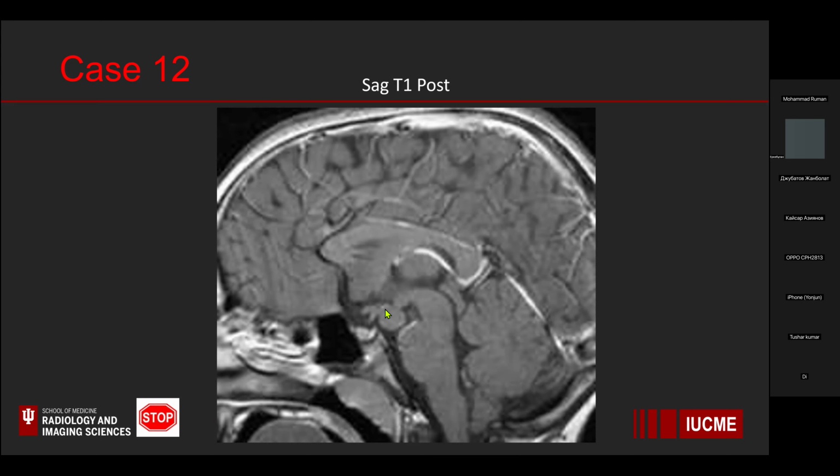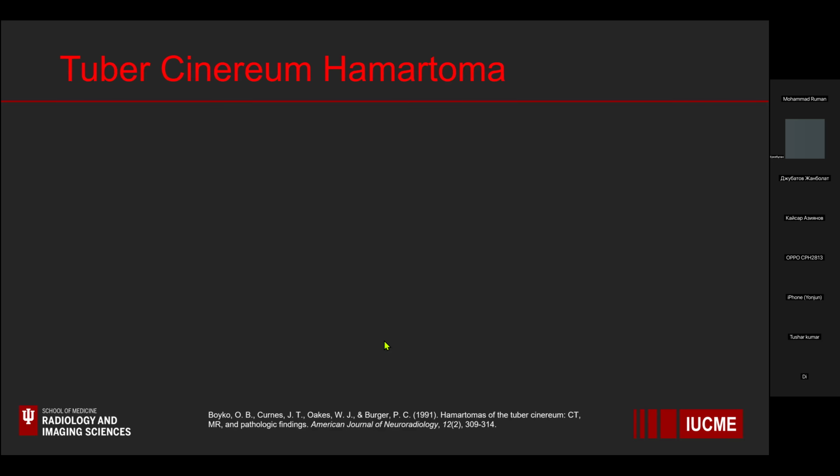And you see that there is a mass-like lesion of the same signal as the brain, as the gray matter, in fact. This lesion looked exactly like gray matter on every single sequence. In fact, it did not even enhance on the post-contrast sequence. So in the board setting, if you're taking tests, you may be given this single image and asked, what's the diagnosis? And this happens to be a tuber cinereum hamartoma. It's nothing more than heterotopic gray matter, just gray matter in a place where it's not supposed to be.